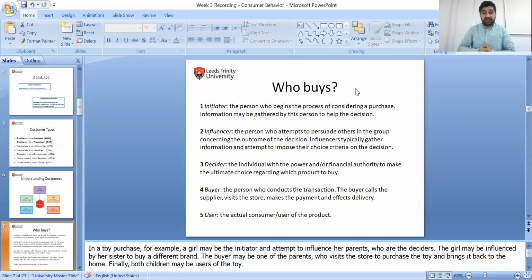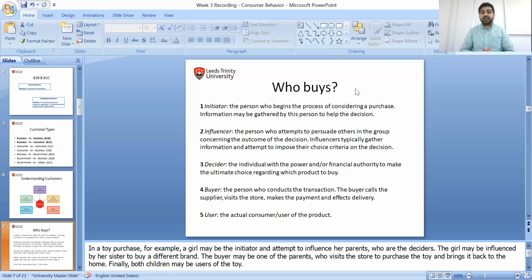Number three is the decider. Who is the decider? The individual with the power or financial authority to make the final choice regarding which product to buy. Number four is the buyer, the person who conducts the transaction. The buyer calls the supplier, visits the store, makes the payment, and arranges delivery. And number five is the user, the end user of the product or service.